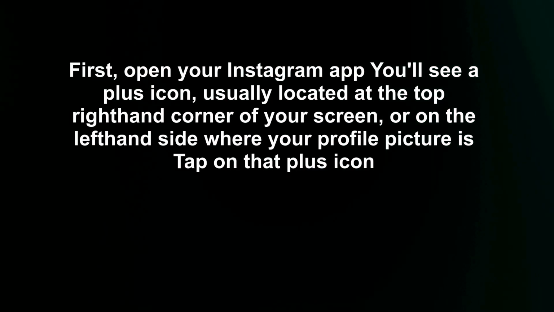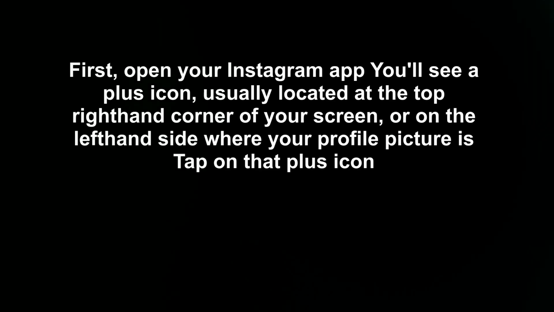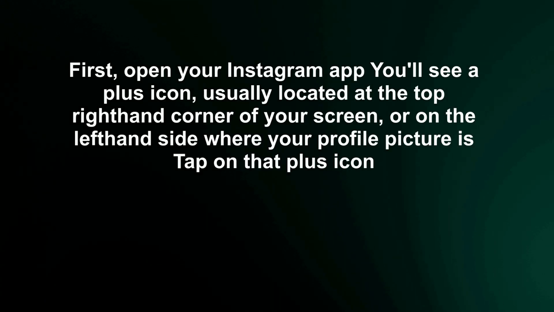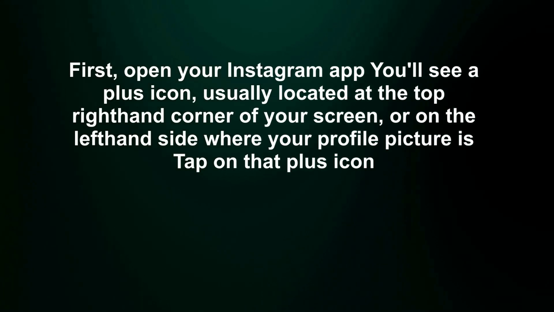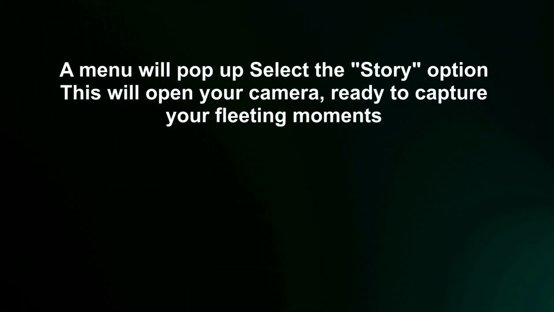First, open your Instagram app. You'll see a plus icon, usually located at the top right-hand corner of your screen, or on the left-hand side where your profile picture is. Tap on that plus icon. A menu will pop up. Select the story option. This will open your camera, ready to capture your fleeting moments.